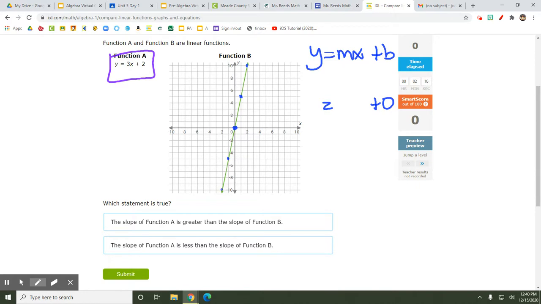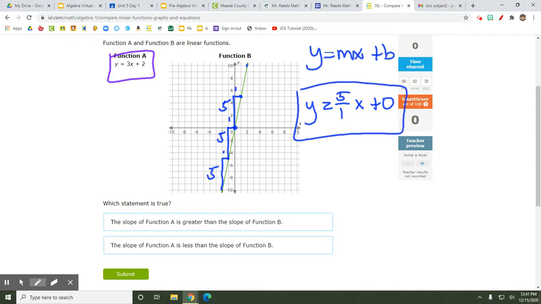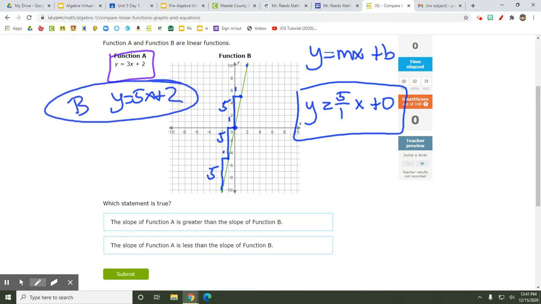Okay, so it's changing y, we're changing x. So I would go up 1, 2, 3, 4, 5 over 1. So we're going up 5 over 1. So my slope is 5 over 1x. That would be the equation for that line. And now if we compare those, y equals 5x plus 2, we can see that function B has a greater slope than function A. Okay, so two ways to do that.